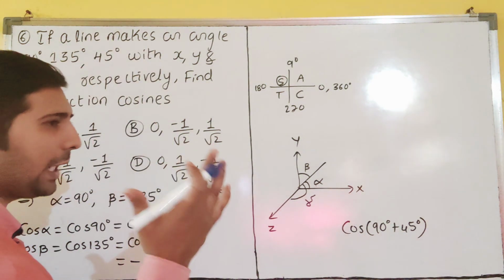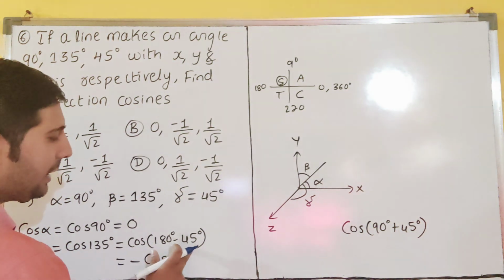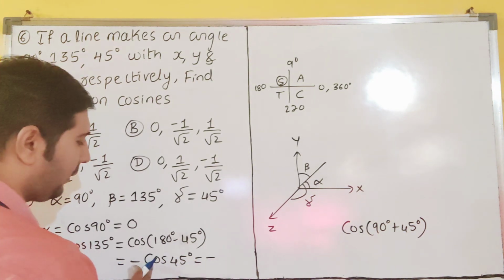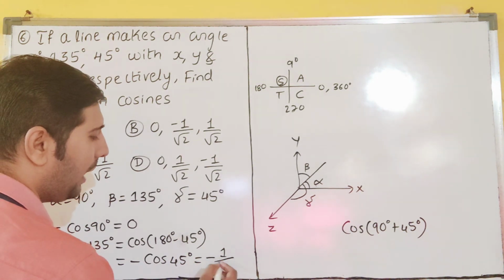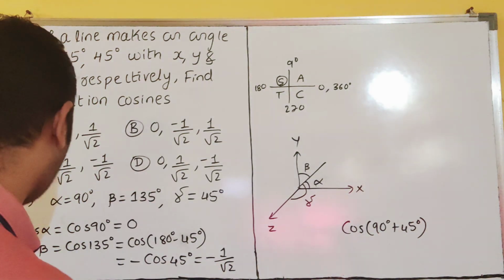180 means no change. No change means cos will remain cos only. How much is theta? 45. So minus, I will write as is, cos 45. Cos 45 is how much? 1 by root 2, which we have learned in 10th standard. I will not repeat that.